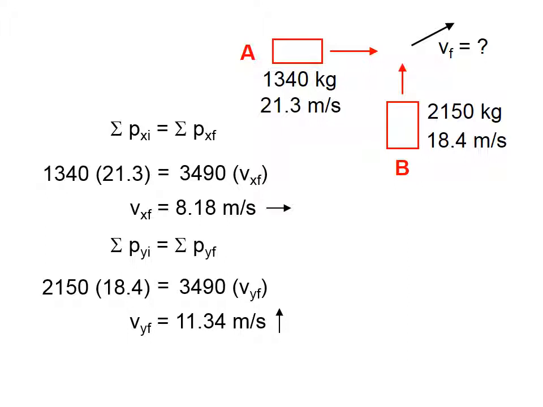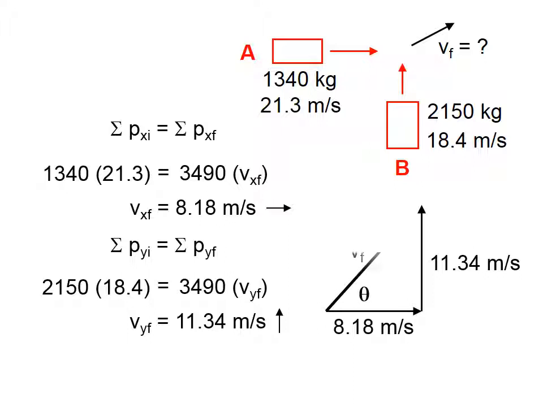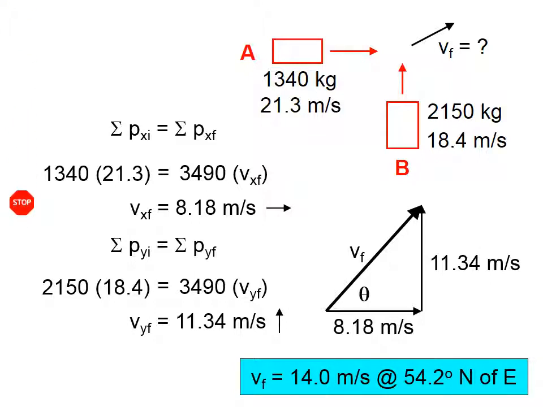What this means is that after the collision, the coupled mass is scooting to the right at a rate of 8.18 meters per second, or to the east, and this combined mass is also scooting up, or north, at 11.34 meters per second. So to find the resultant velocity, in other words the initial velocity right as these two collide, we simply have to find the resultant, and we know how to do that. Use the Pythagorean theorem and the inverse tangent function: 14.0 meters per second at 54.2 degrees north of east.